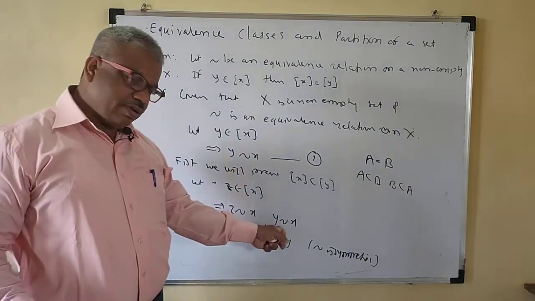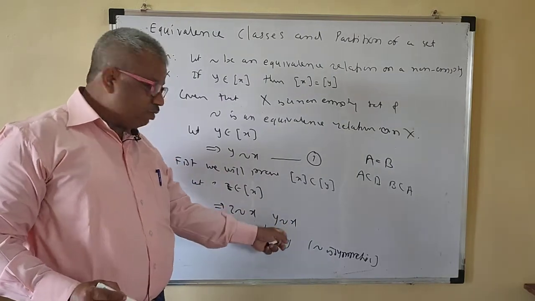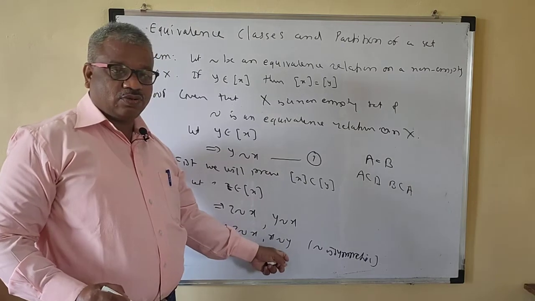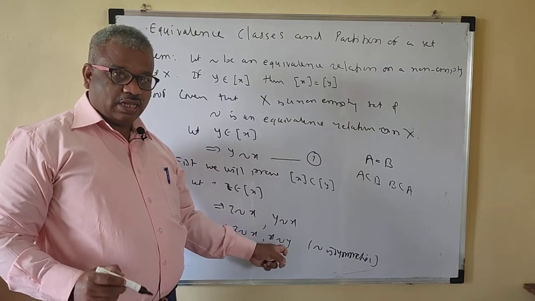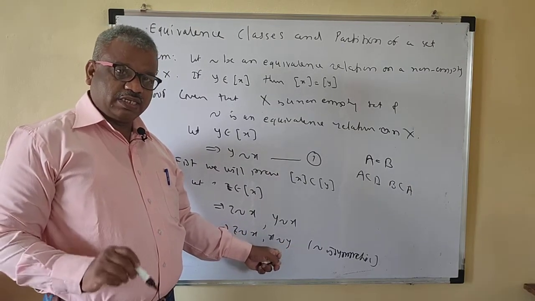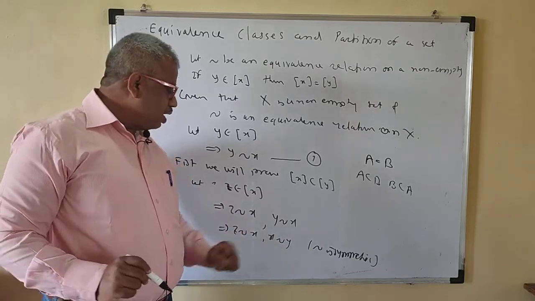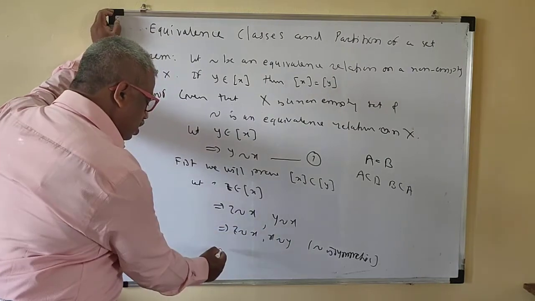So I have written here Y is related to X. This is given to you. So I have written here X is related to Y, because this is an equivalence relation. That means it is reflexive, it is symmetric. So I am using symmetric here: X is related to Y, because of this.